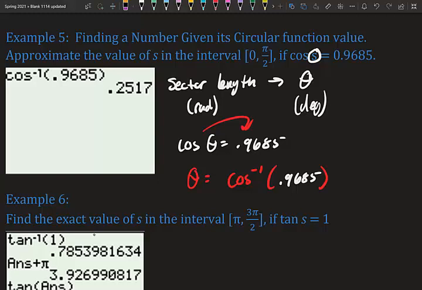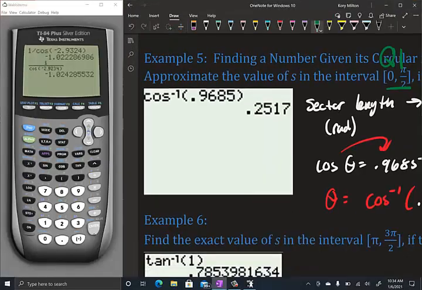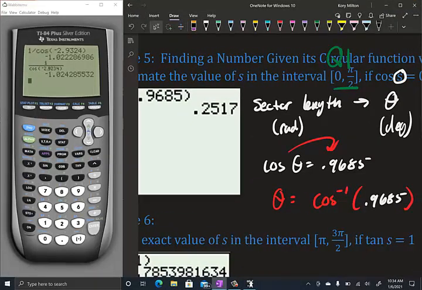Now, what does it mean for 0 to pi over 2? We want to make sure that it's in that quadrant. So this is quadrant 1. We're working in quadrant 1 here. So when we plug it into our calculator, we want to make sure that that value, 0.2517, actually is in quadrant 1. How do we figure that out? How do we know if it lies in quadrant 1? I'll show you. Then you'll always just remember this.